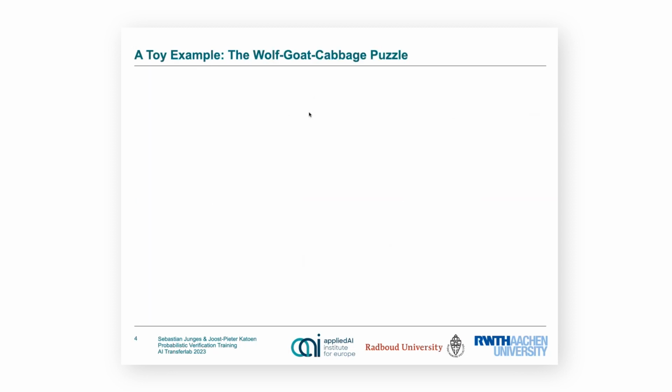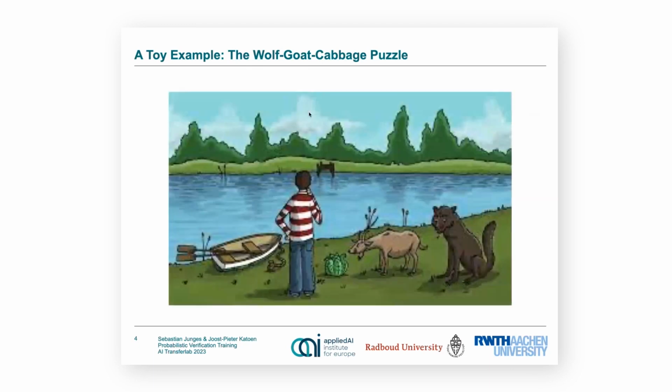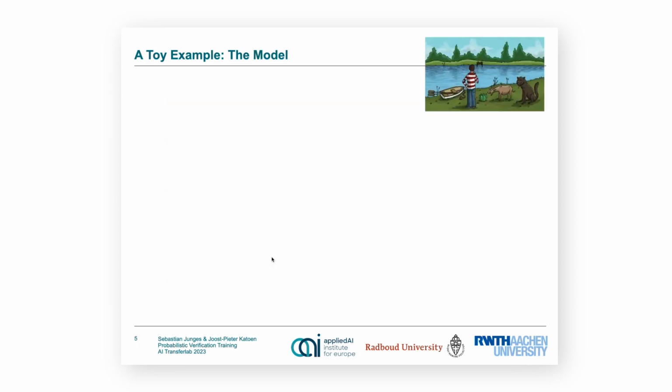So I have a very simple example to make this explicit. It's the wolf, goat, cabbage puzzle that you are all familiar with. We are on one side of the riverbank, right? There is a goat, there is a wolf, there is cabbage, and there is a ferryman, which you see here in the red-white shirt. And the idea is to bring everybody to the other side. But of course, the goat should not eat the cabbage and the wolf should not eat the goat. So what are we going to do? I'm going to show you how you can apply model checking to solve this puzzle, this toy example.